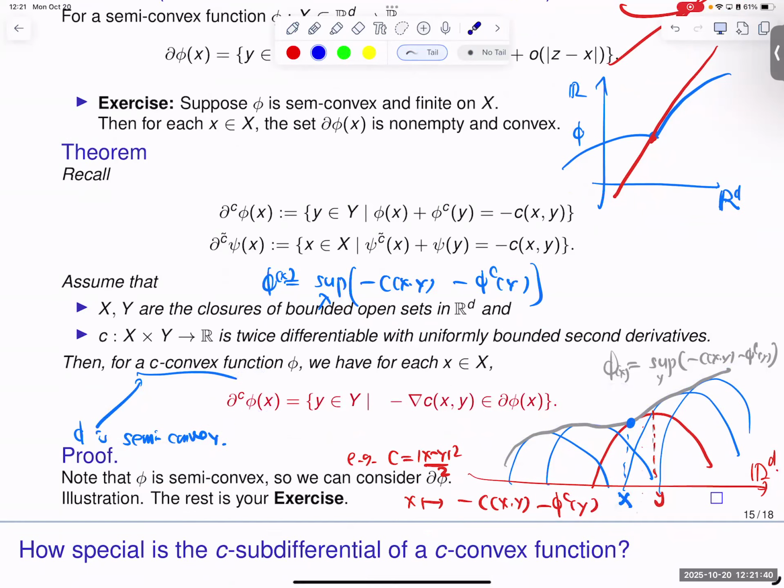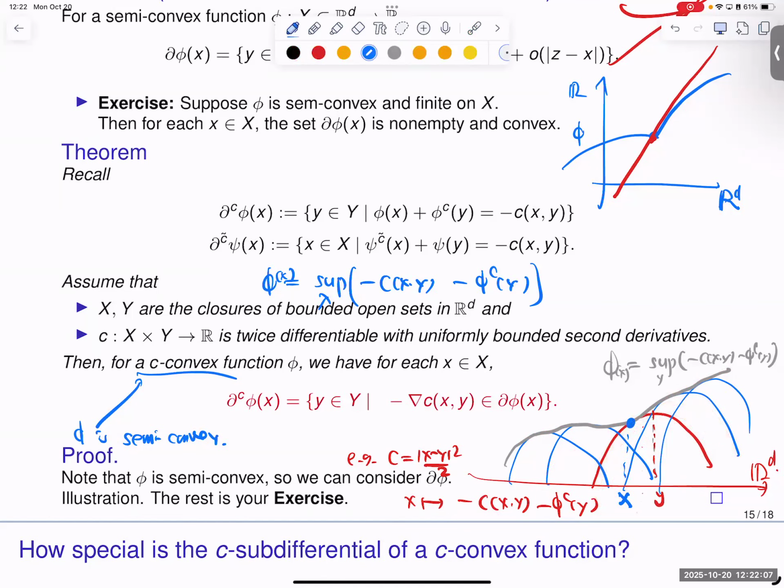The C-subdifferential of phi at X is nothing but the following. You consider all these supporting hyperplanes, supporting C-functions, that support the C-function phi at X. Namely, that supporting function touches the graph of phi at X. You may have all different possible such functions.